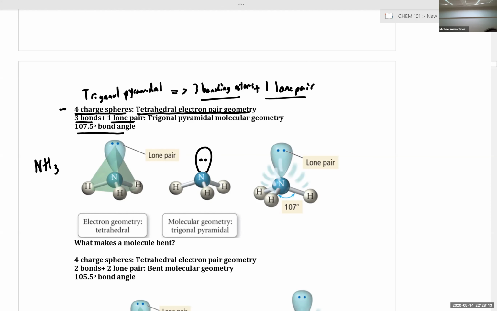We often call species with four charged spheres, quote unquote, sp3 centers. So when we have four charged spheres, we call these sp3 centers.